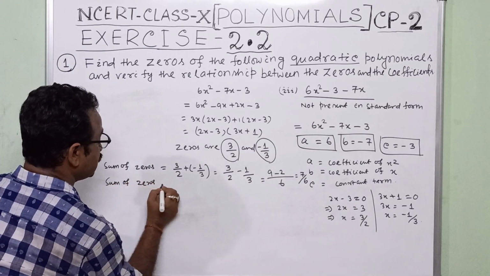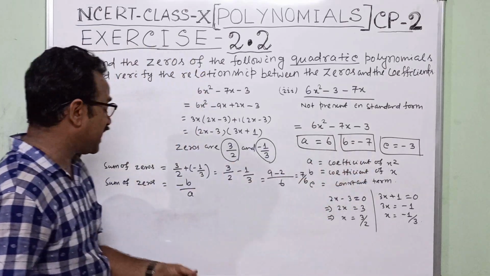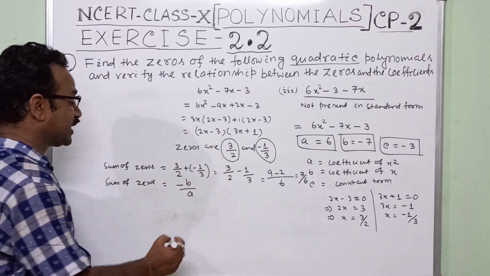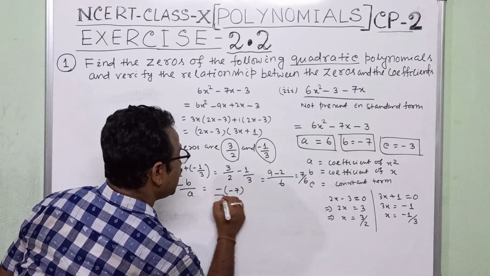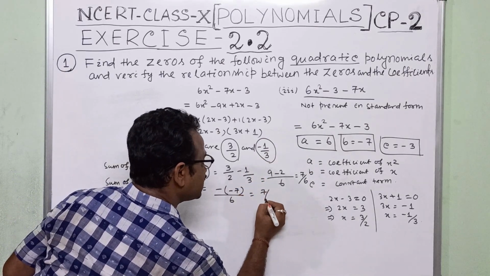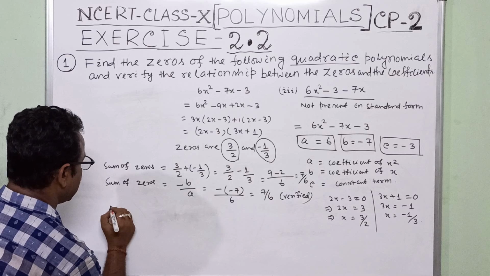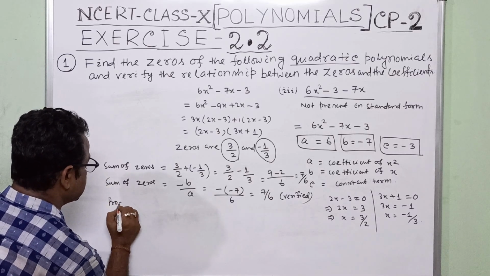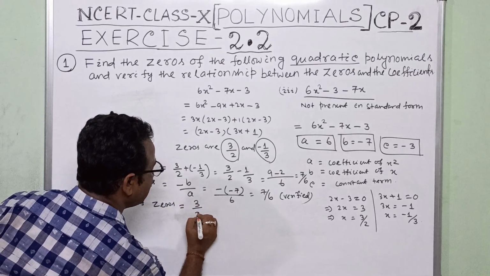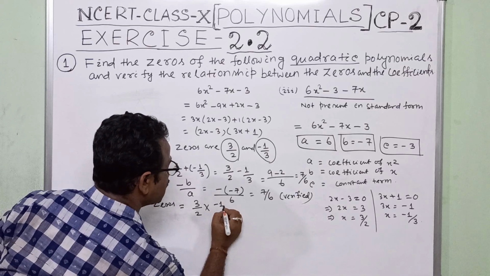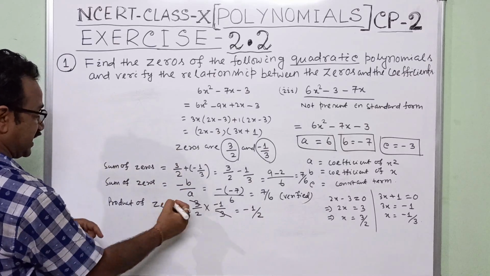Now we know sum of zeros is equal to minus b by a, minus coefficient of x by coefficient of x square. Minus b is minus of minus 7, by a which is 6, is equal to 7 by 6. Verified. Now your product of zeros. Product of zeros is equal to 3 by 2 into minus 1 by 3. 3 cancelled, is equal to minus 1 by 2.